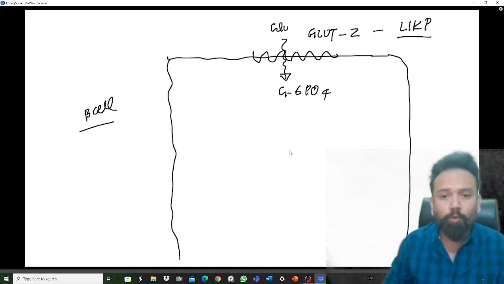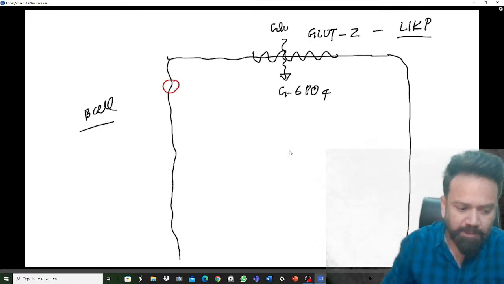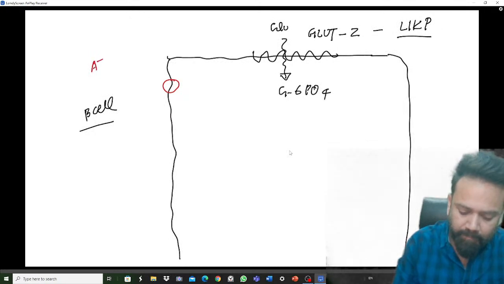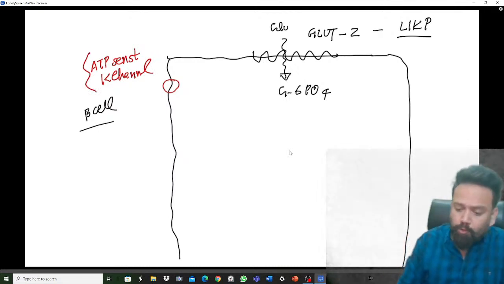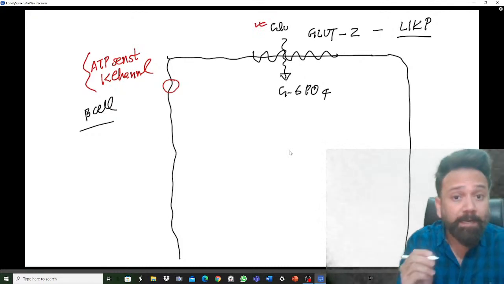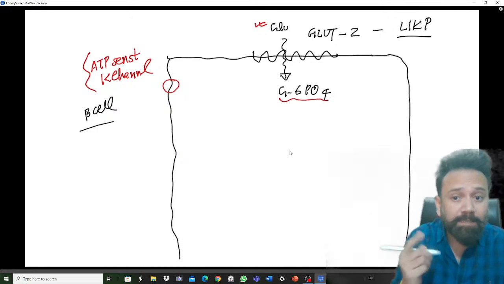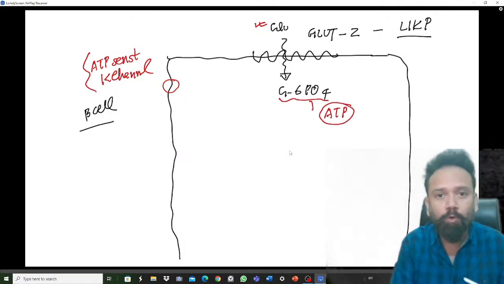Now, question number 2, which channel is present on the beta cell? What is the name of the channel which is present on the beta cell? That is the ATP sensitive potassium channel. Listen very carefully. This is a very important point. This is the area for a lot of the drugs. So whatever food you are taking will enter inside the beta cell to get converted into glucose 6 phosphate, enter the glycolysis to form ATP. Isn't it? Yes or no?